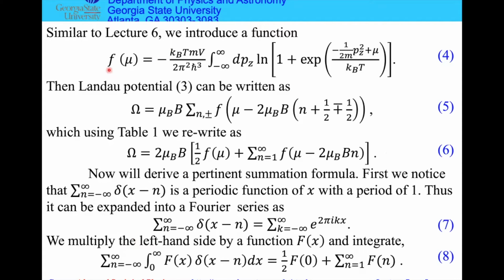Similar to the previous lecture, we introduce functions, exactly the same function as in the previous lecture. This function of mu and coefficient absorbs whatever we can absorb in a general form. The difference is that I exclude magnetic energy, I have only kinetic energy and mu. And to include magnetic energy, I need to shift mu by the amount of magnetic energy. This is exactly like we did before. It's exactly the formula for omega.